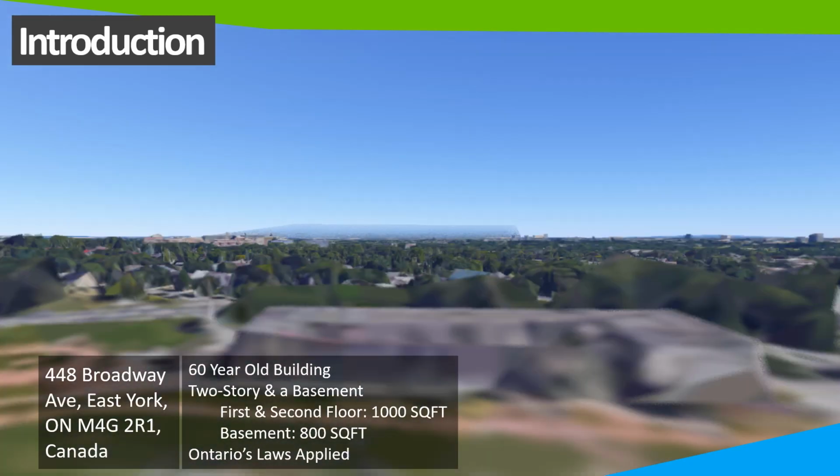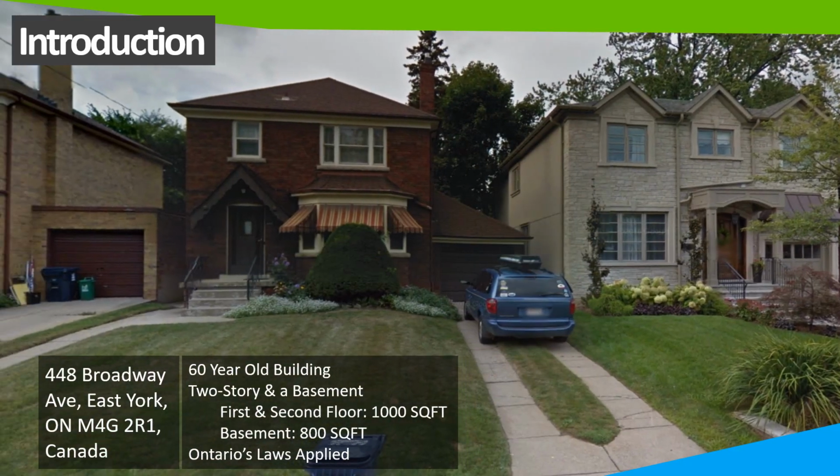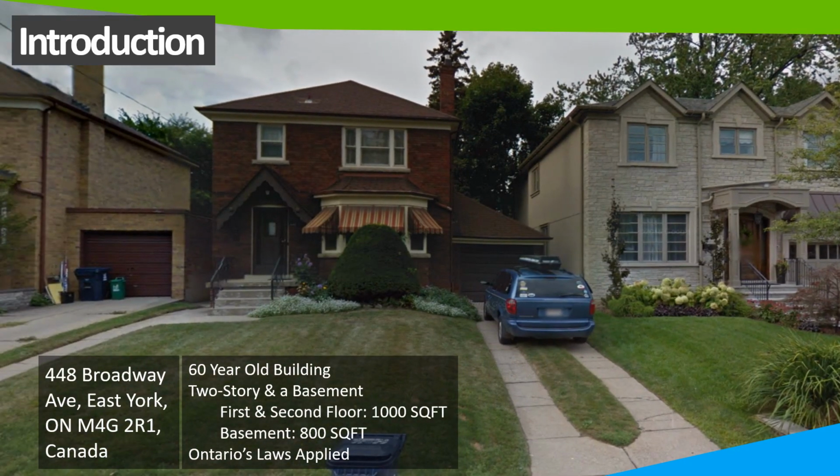Our project is based on a family house located in Toronto, Ontario. It is a 60-year-old 2-story house with a basement. Each story is approximately 1,000 square feet, while the basement is 800 square feet, for a total of 2,800 square feet. The tax, regulation costs, and fees will all be applied according to Ontarian law. And although the decision has already been made to renovate and rent the house, we will explore all alternatives.